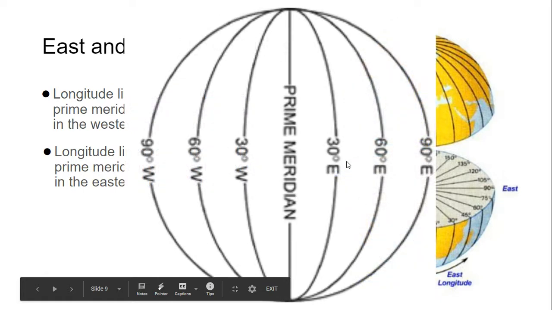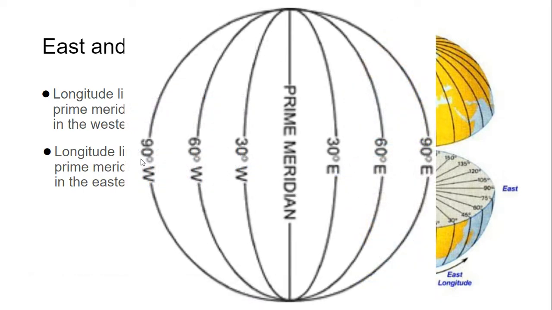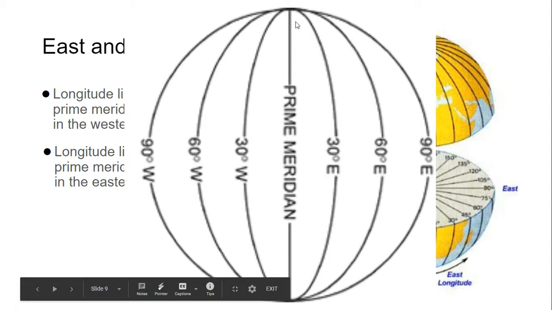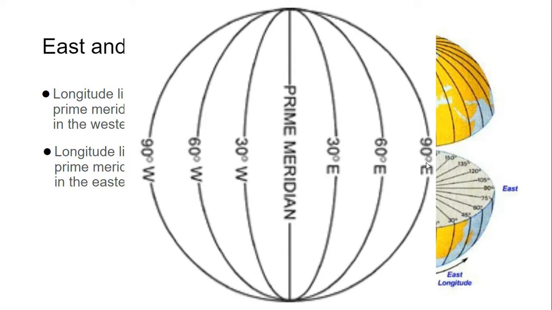So if you look closer, we got the eastern longitude lines and the western longitude lines. And then we have the line of 0 degrees, which is the prime meridian. One thing you notice is just like latitude lines, we have 180 degrees west and 180 degrees east, just like latitude lines.